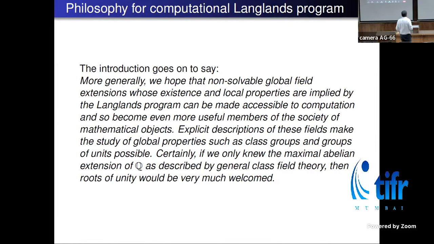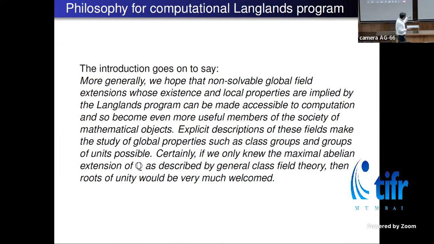So in general, the philosophy of this book was, here's this quote: "We hope that non-solvable global extensions whose existence and local properties are implied by the Langlands program can be made accessible to computation and so become even more useful members of the society of mathematical objects. Explicit description of these fields, in the sense of those arising from the delta function for example, makes the study of global properties such as class groups and groups of units possible. Certainly, if we only knew the maximal abelian extension of Q as described by general class field theory, then roots of unity would be very much welcome."